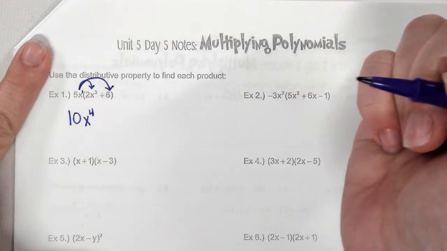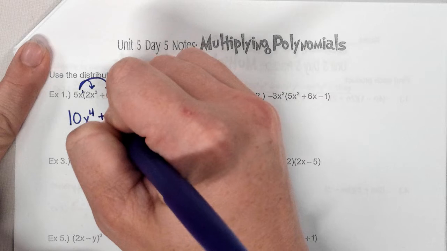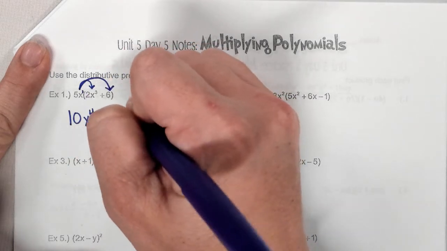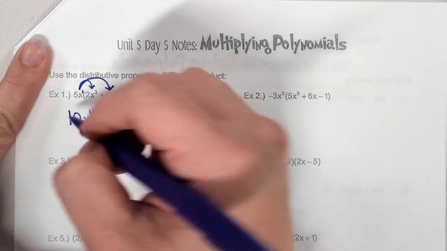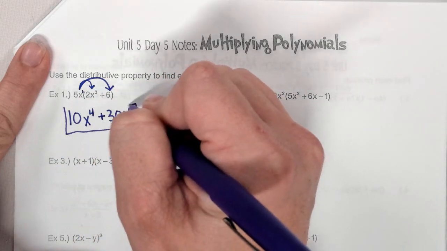5x times 6. Well, what's 5 times 6? Positive 30. And there was only one x being multiplied, so it's just x. Now, can those combine? Nope. No, they're not like terms. So that is my answer.